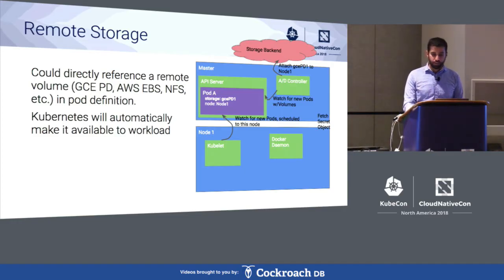Now there's a second component. This is the attach-detach controller. The attach-detach controller, like every other component in Kubernetes, is monitoring the Kubernetes API and acting on a set of API objects. In this case, it is looking for pods that have been scheduled to a node and are also referencing a remote volume. When it finds one of these pods, what it does is figure out if that volume is available on the node that it has been scheduled to. So for example, in this case, pod A has been scheduled to node 1, but GCE PD1 is not available on node 1. So the attach-detach controller would call out to the GCP backend to say, please attach GCE PD1 to node 1.